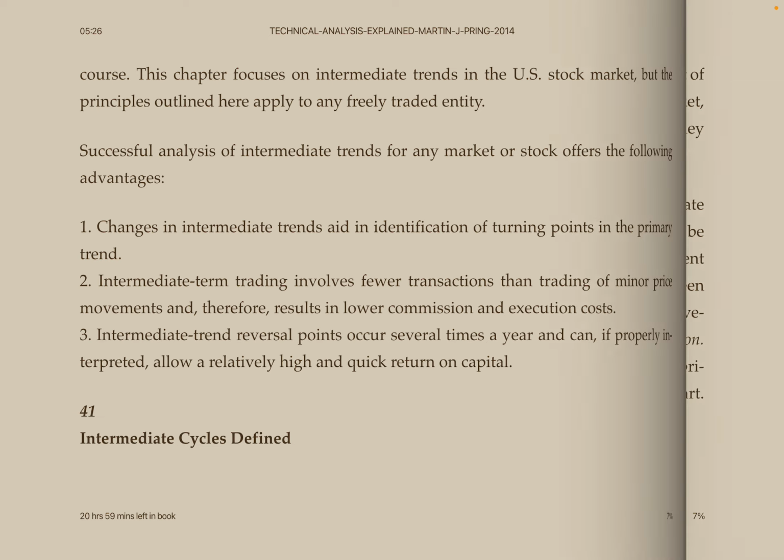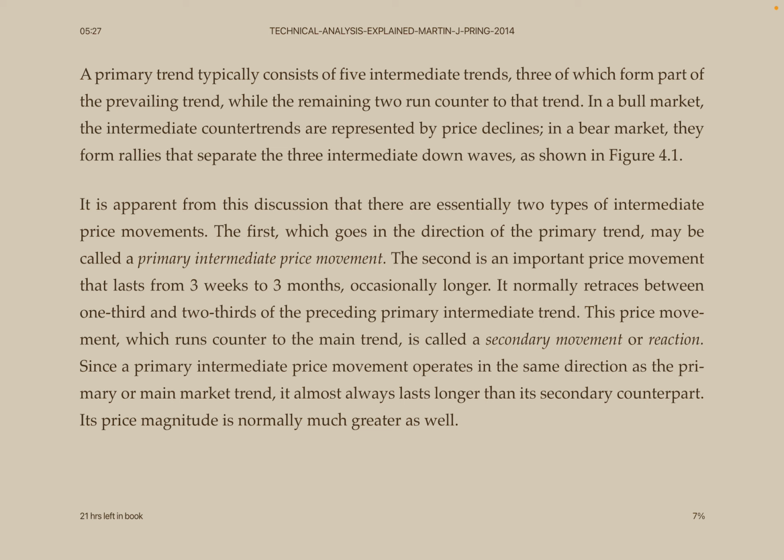Intermediate cycles defined. A primary trend typically consists of five intermediate trends, three of which form part of the prevailing trend, while the remaining two run counter to that trend. In a bull market, the intermediate counter trends are represented by price declines. In a bear market, they form rallies that separate the three intermediate down waves, as shown in Figure 4.1.